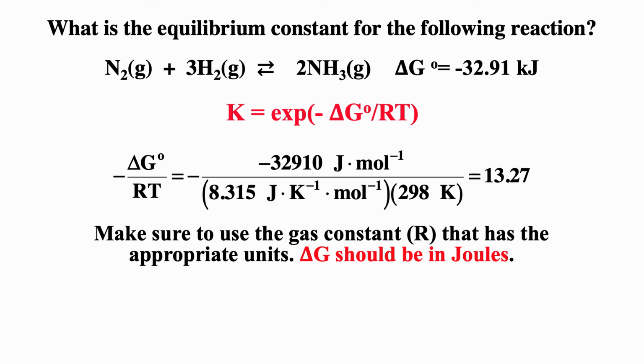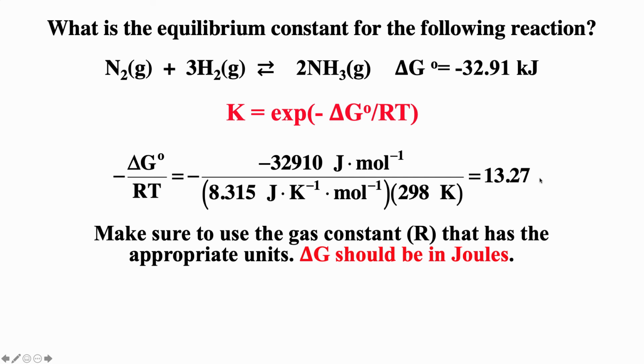Now one thing you have to be careful is that typically delta G naught is kilojoules per mole, and R is joules per mole Kelvin. And so we have to change the units of delta G naught or for R. And so what I did is I changed from kilojoules to joules. This should be per mole. And so if I move the decimal over 3, that gives me minus 32,910 joules per mole. And so the joules cancel the joules, per mole cancel per mole, per Kelvin cancels with the Kelvin. And so this gives us 13.27 for our minus delta G naught over RT.